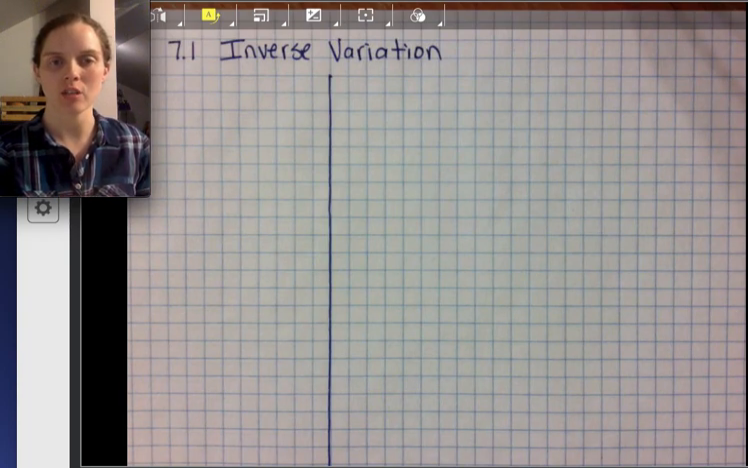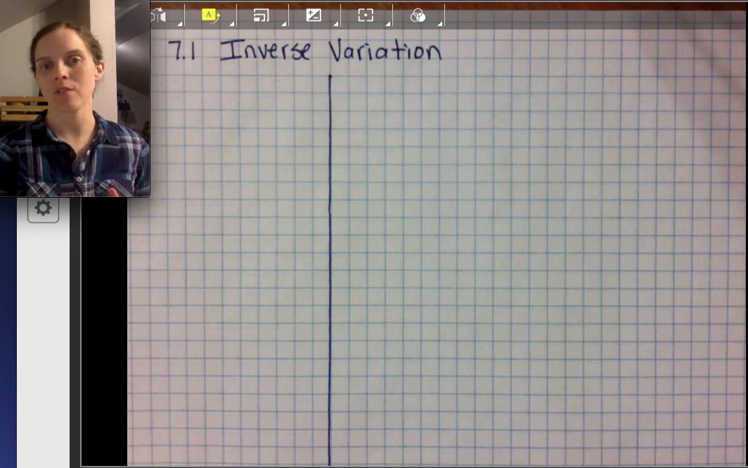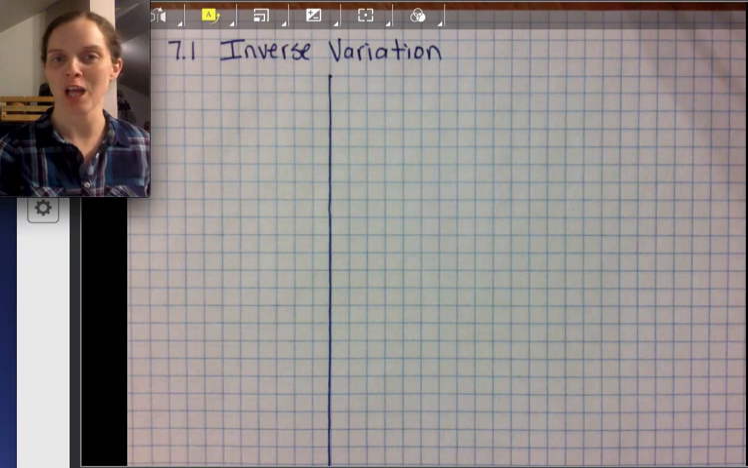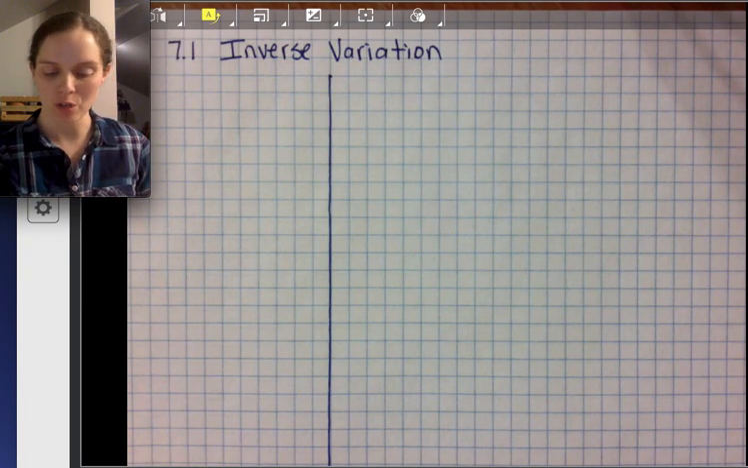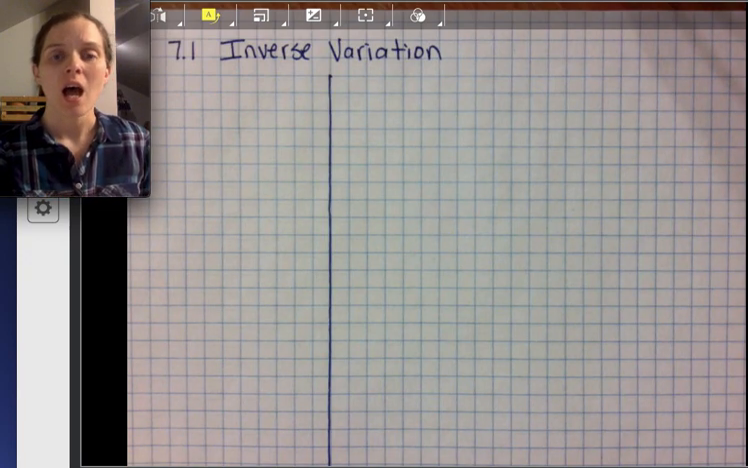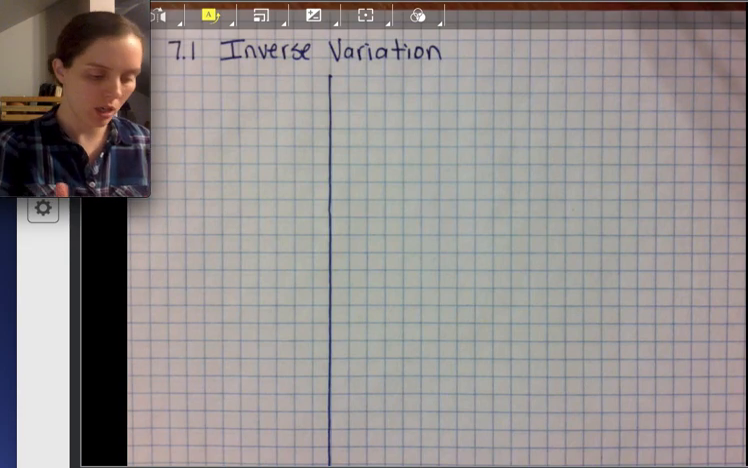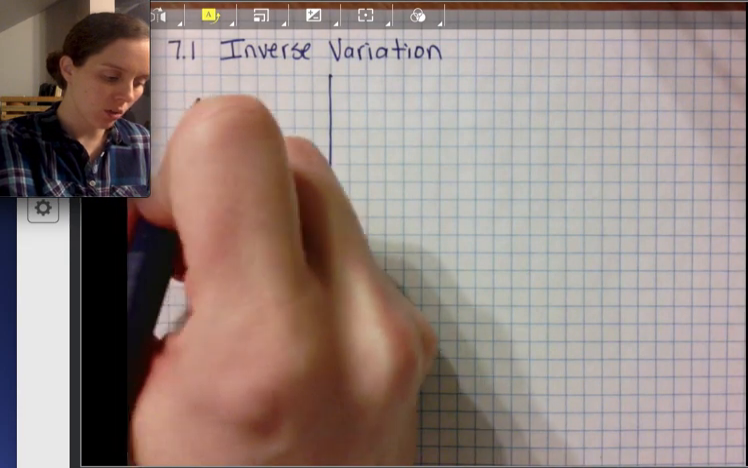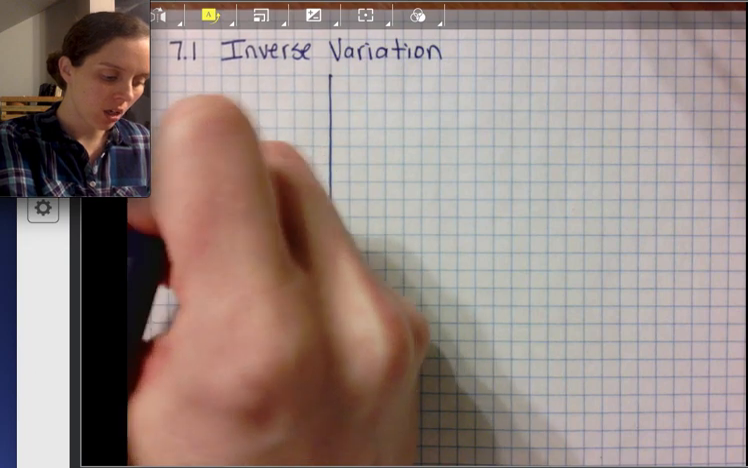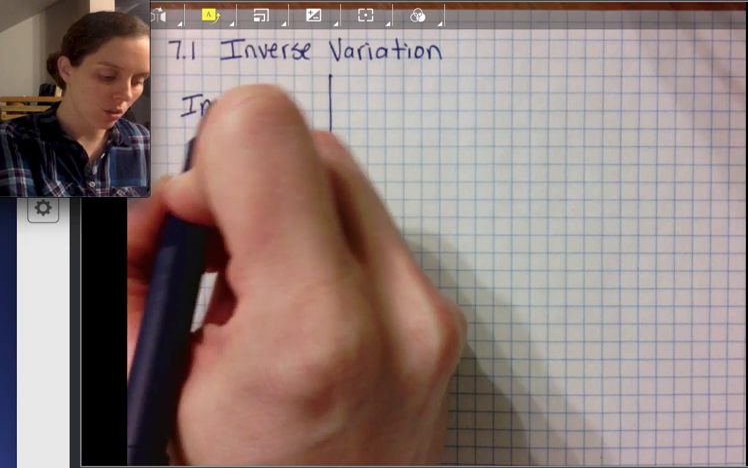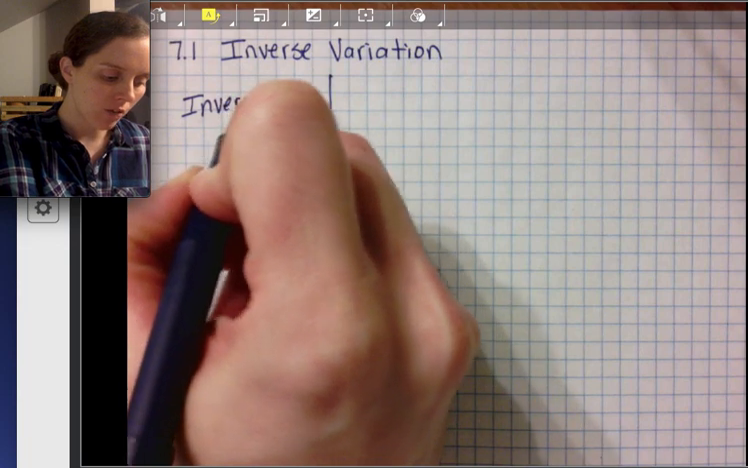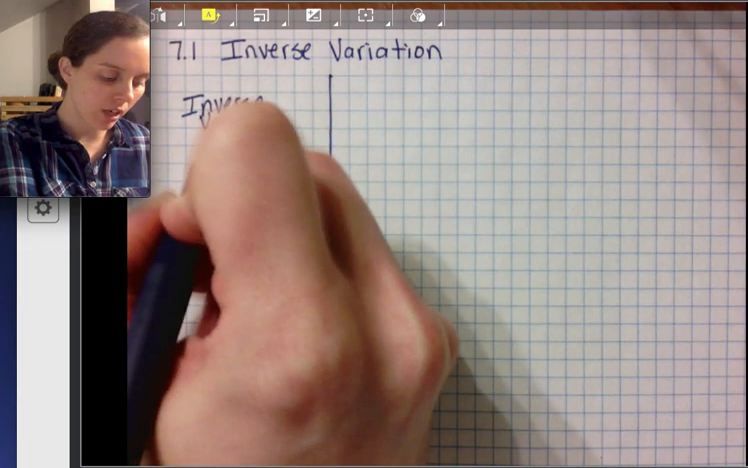This is section 7.1 on inverse variation. Don't worry, we're not doing graphs. I just ran out of regular lined paper, so we're going to use graph paper. Okay, we have two types of variation. There's one called inverse, which we'll start with, and then there is one called direct variation. So we'll start with inverse variation.